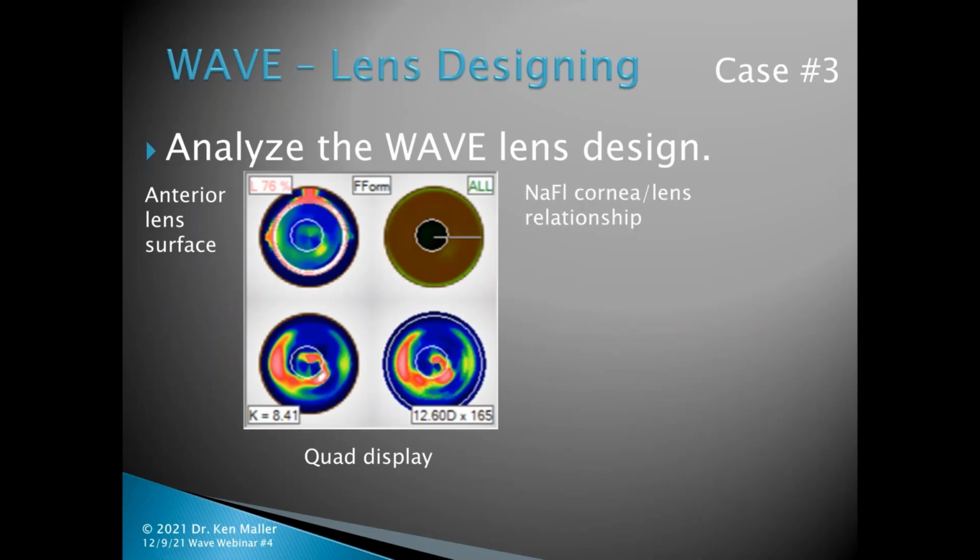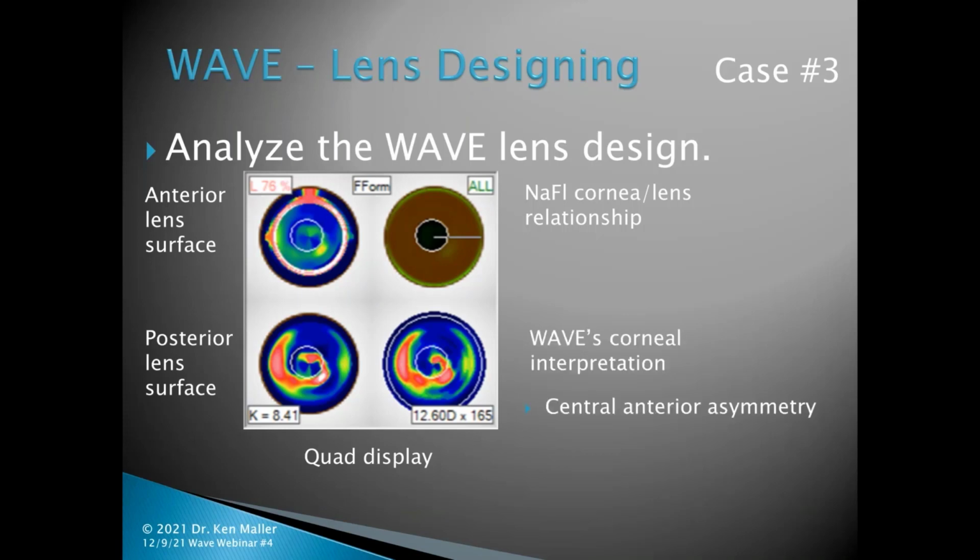Again, the anterior lens surface, the fluorescein relationship, the posterior back surface curvatures, and the corneal interpretation in WAVE. Now, in this particular case, when we look at the anterior lens surface, we can see that the central portion is a patchwork of colors. So the power distribution there is not regular cylinder. It really is very asymmetrical. Again, it's all contained within that white ring where the pupil is.